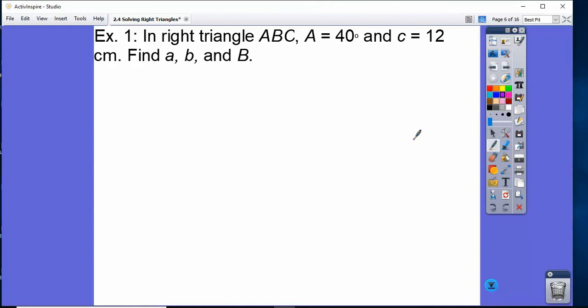In right triangle ABC. And if you want, instead of writing down the problem, if you just want to draw your picture and label stuff in that, that's fine. So we have right triangle ABC, so I told you can assume that C is your right angle from now on. Angle A is 40 degrees. Side C, remember capital letters represent angles, lowercase letters represent sides. So side C, make sure that goes across from angle C, is 12. And I want side A, side B, and angle B.